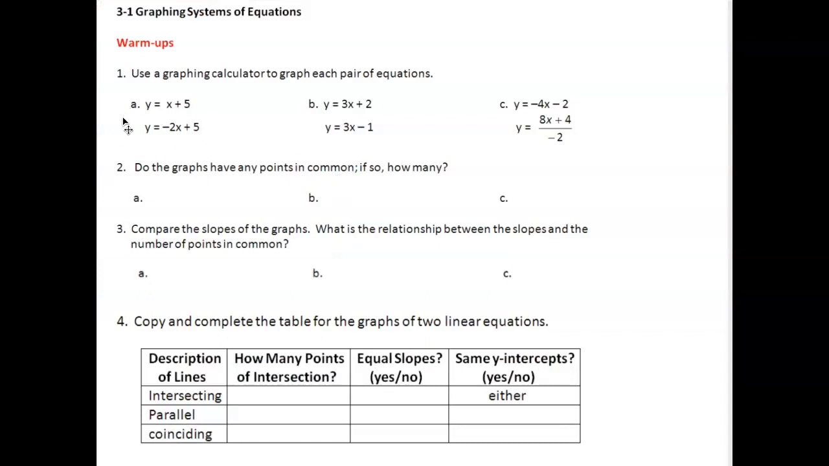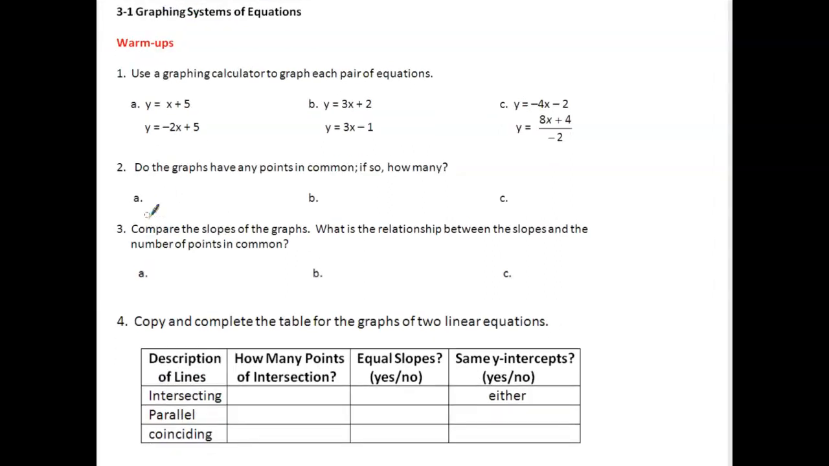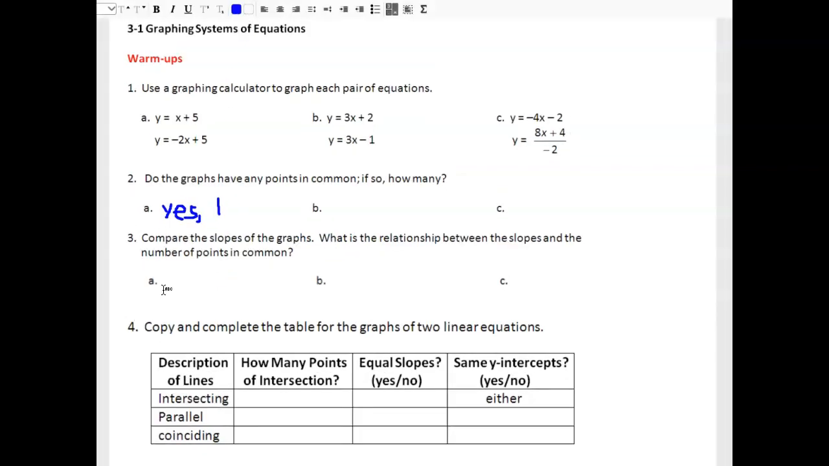So then we're going to go back over here and answer the questions, but for only part A. It says, do the graphs have any points in common? If so, how many? I would say that yes, they do. We saw that they only crossed each other once, so they have one point in common. It says compare the slopes of the graph. What is the relationship between the slopes and the number of points in common? So the slopes are opposite and not really related.